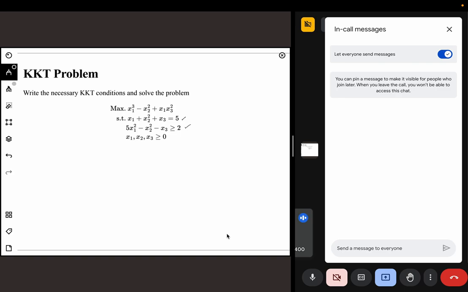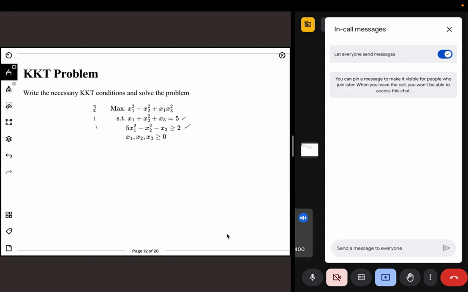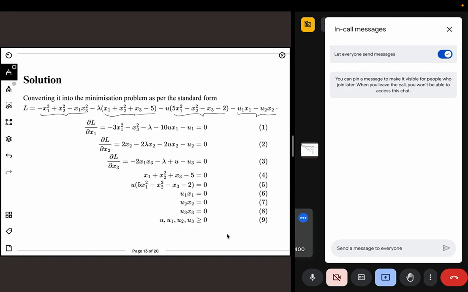For example, if I want to write the equations for a problem with three variables x1, x2 and x3, one equality and one inequality constraint, the Lagrangian will look something like this. This is my objective function, this is my equality constraint, this is my inequality constraint, and then I also have the extra constraints that x1, x2, x3 should be greater than or equal to 0. Those will be my extra constraints, minus u3 x3. Now I have to have this big equation.